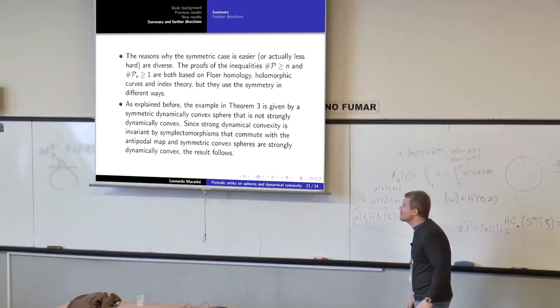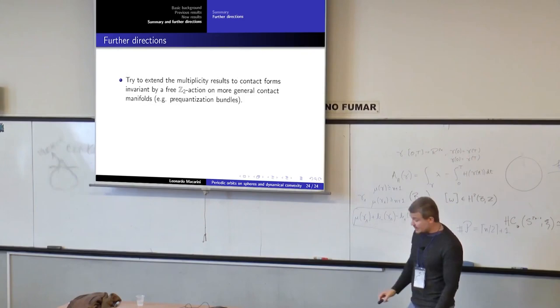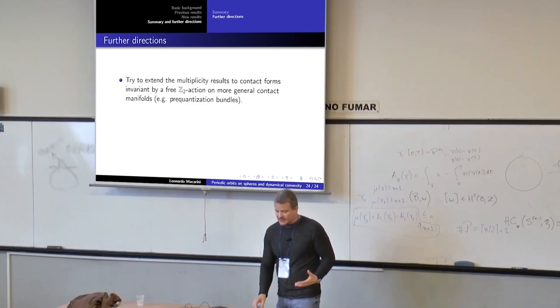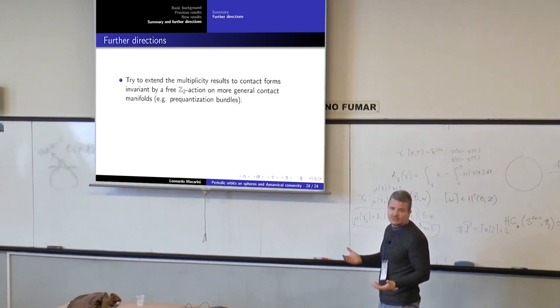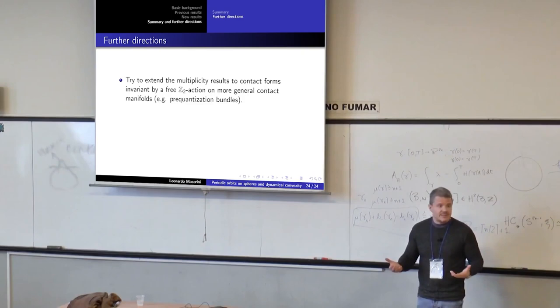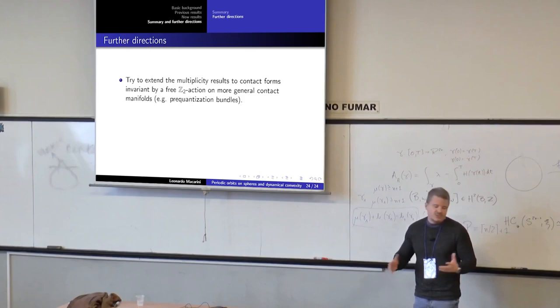Okay, this is the last slide, and it is about future directions. Once we have a symplectic condition to get periodic orbits, it's natural to try to generalize these results to more general Reeb flows. So a future direction is to extend these results to contact forms, so more general contact manifolds, which are invariant by some special free Z2 action. We already have some partial results in this direction.